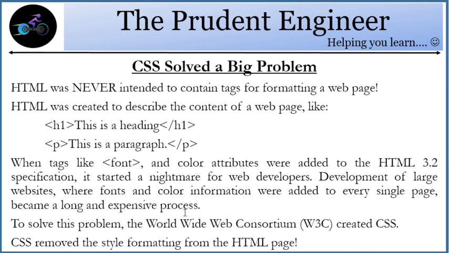To solve this problem, the World Wide Web Consortium created CSS, and it removed the style formatting from the HTML page. Now you can use a separate style sheet for creating the colors, background color, and text, and how it will appear. It is all stored in a separate style sheet, and by changing that particular style sheet you can change the look of an entire web portal. So this is the benefit of using CSS.